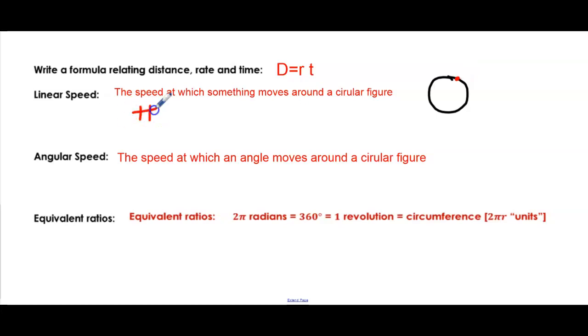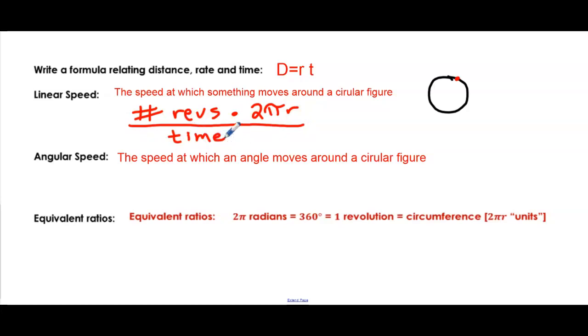Okay, so for our linear speed, what you need to know is your number of revolutions, so how many times the tire spins or the wheel spins or whatever the figure is, and you need to know the circumference. So our circumference is 2 pi r, or you can use pi d if they give you the diameter. And then you also need to know the time, the period of time it gives you.